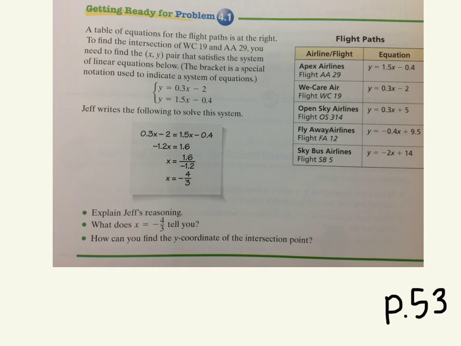Here we have a table of equations for the flight patterns. Whoa, I did not read that correctly. Okay, here on the right side, we have a table of equations for the flight paths.